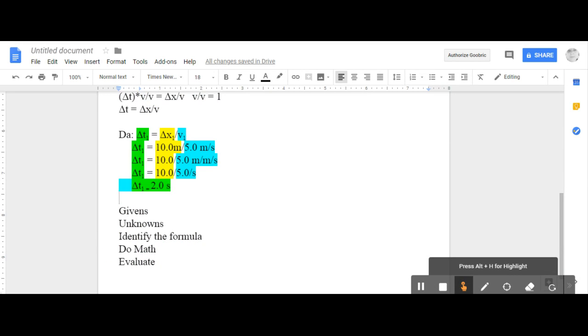Hi guys, this section is about the evaluate part of GUIDE. So we're at the last stretch. We've done givens, we've done unknowns, we identified the formula, we do math, and then we evaluate.